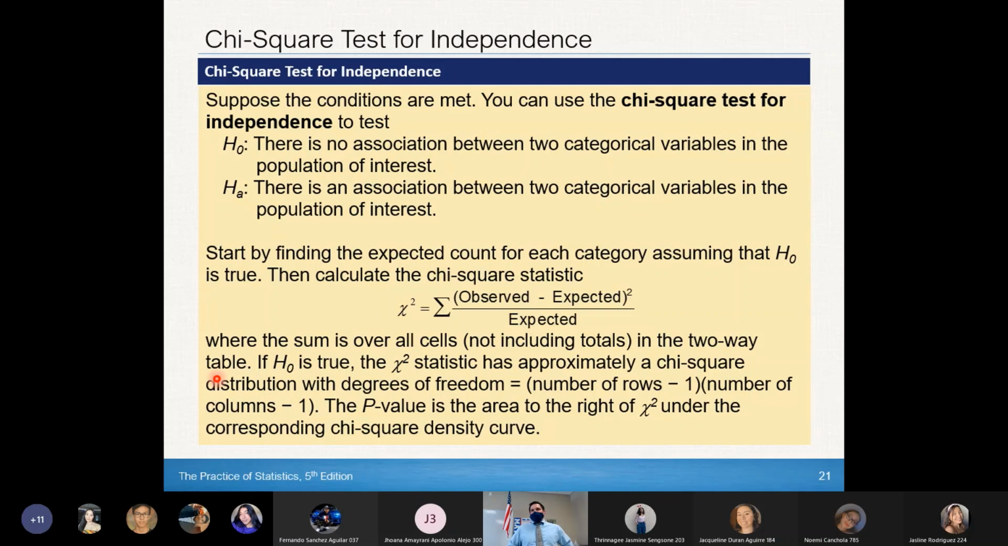And this is what I was saying, it's not showing all the process and calculation for this because it's the same set of calculations we did for the previous example. It's just going to use data from a new example. But the calculations, how to find the expected count, how to calculate the chi-square statistic, work exactly the same when doing this type of test for independence.